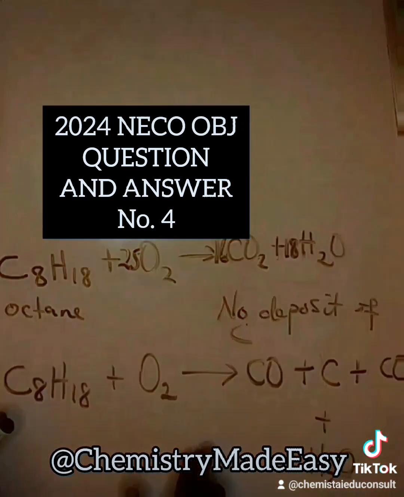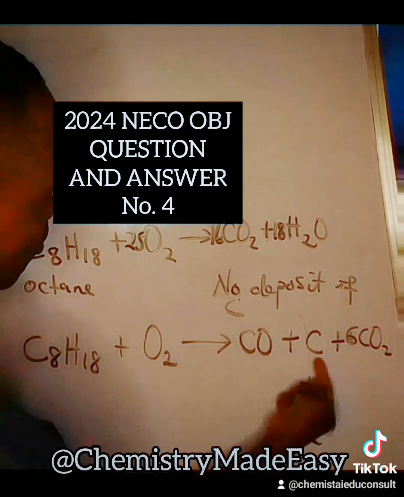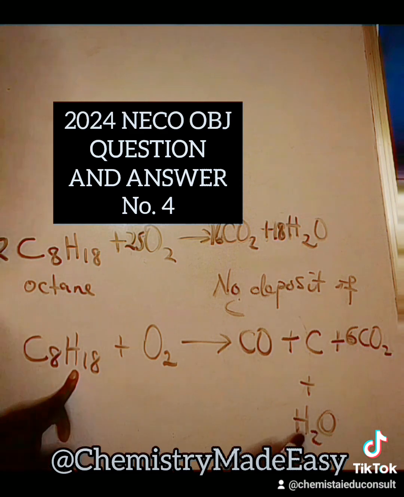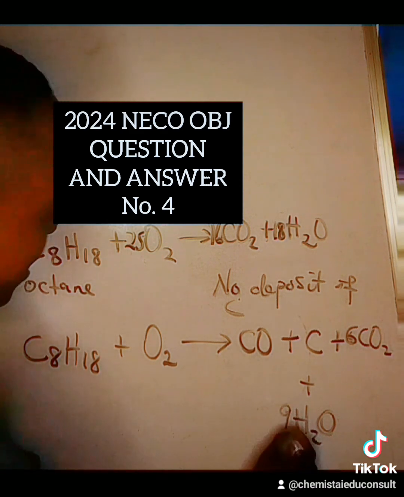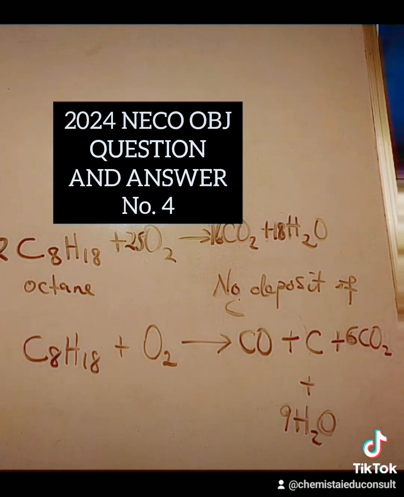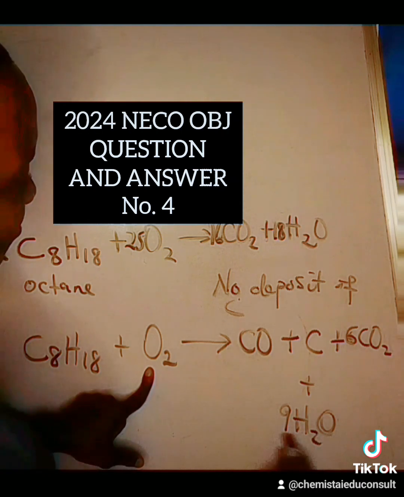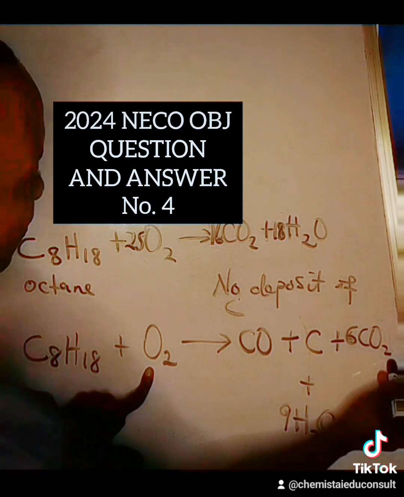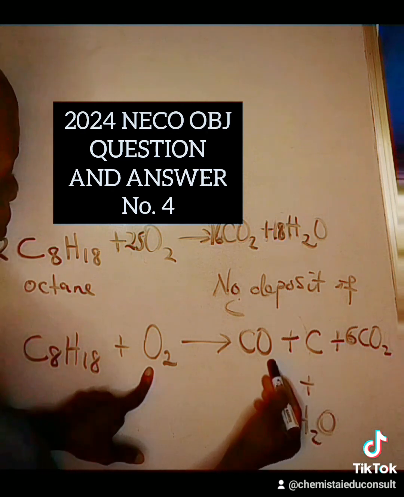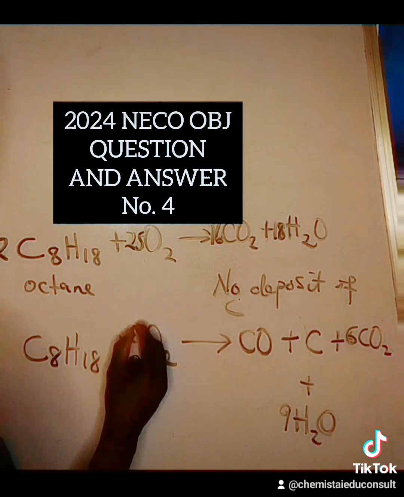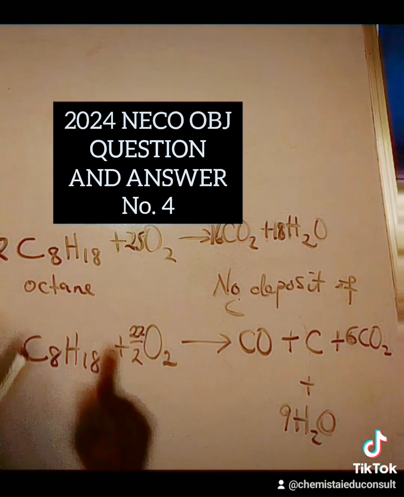To balance the equation, carbon is 8 plus 2, 8. Hydrogen 18. You come here and write 9 at the back of water to complete hydrogen 18. Oxygen 2. Here we have 9, 12, 21, 22. So oxygen is 22 here. Coming here, you write 22 divided by 2 times 2, the same 22.